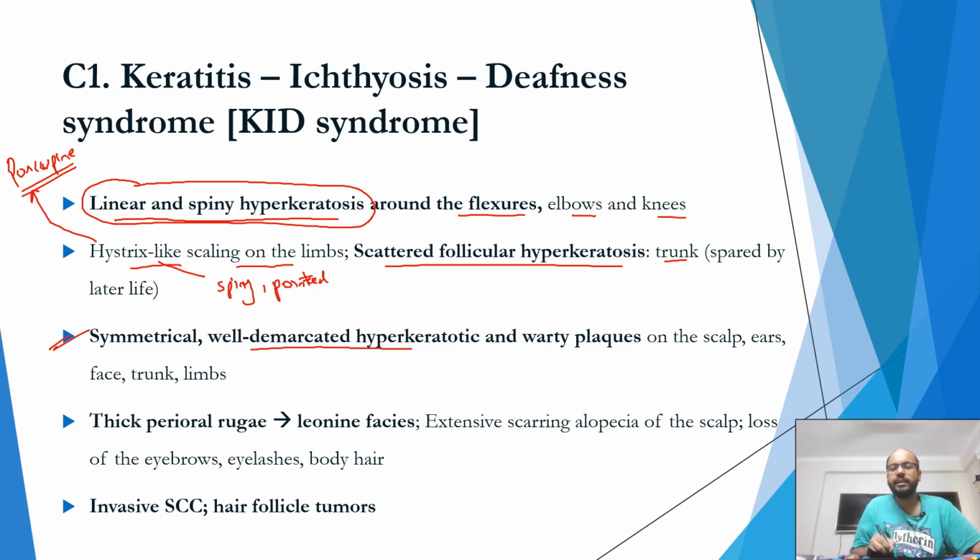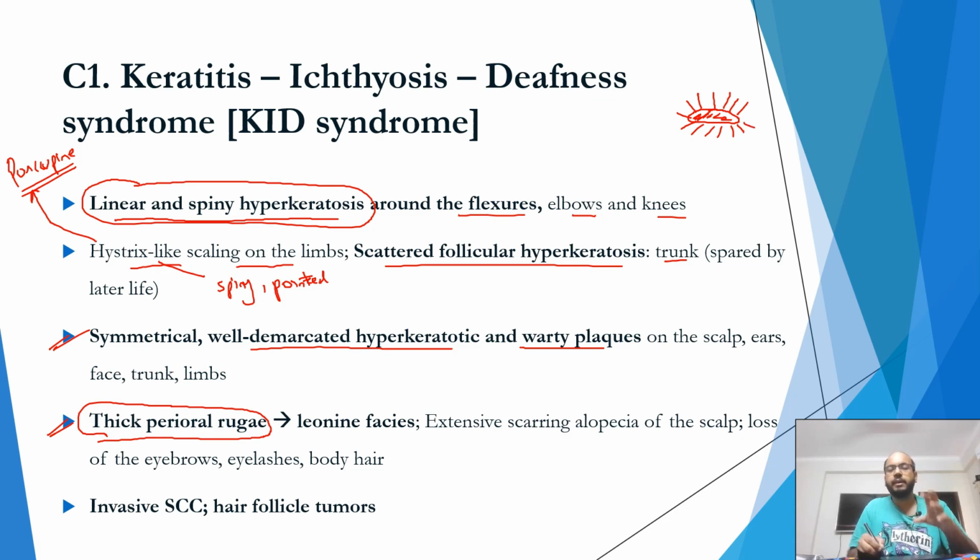Symmetrical, well-demarcated hyperkeratotic warty plaques on scalp, ear, face, trunk, and limbs. There is thick perioral rugae. This is a very characteristic feature of KID syndrome. What do we mean by that? Let's say this is the oral opening or mouth. You have thick furrows around it. These are thick perioral rugae, and they may give an appearance of leonine facies. What are leonine facies? The face looks like a lion, a lion-like face.